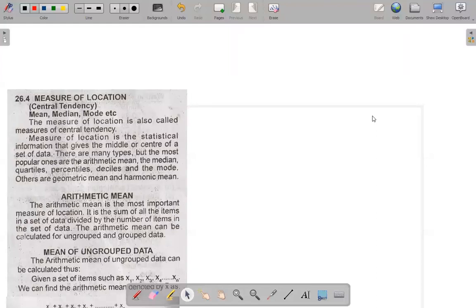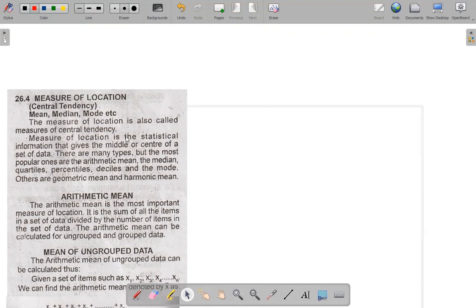This lesson will look at measure of location, which is also known as measure of central tendency. When we talk about measure of central tendency, we are talking about things like the mean, the arithmetic mean, the median, and the mode. We have some other ones. So let me read what I have on the board.